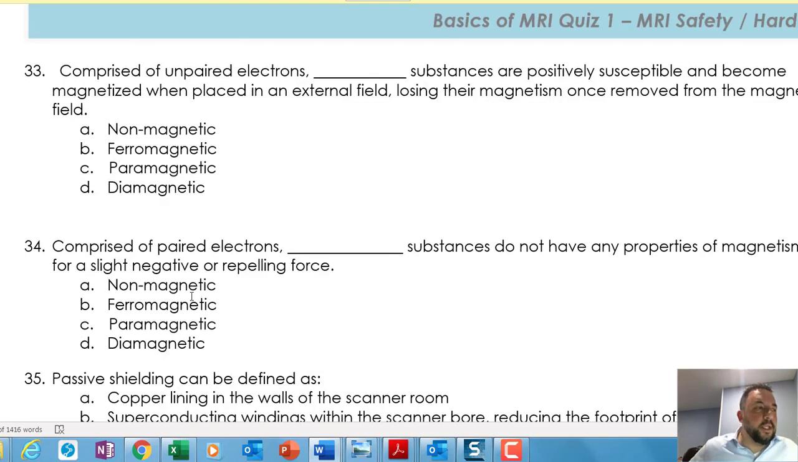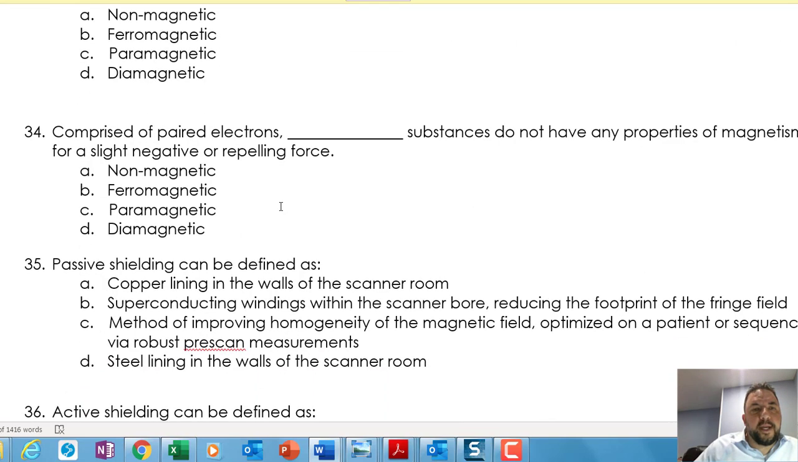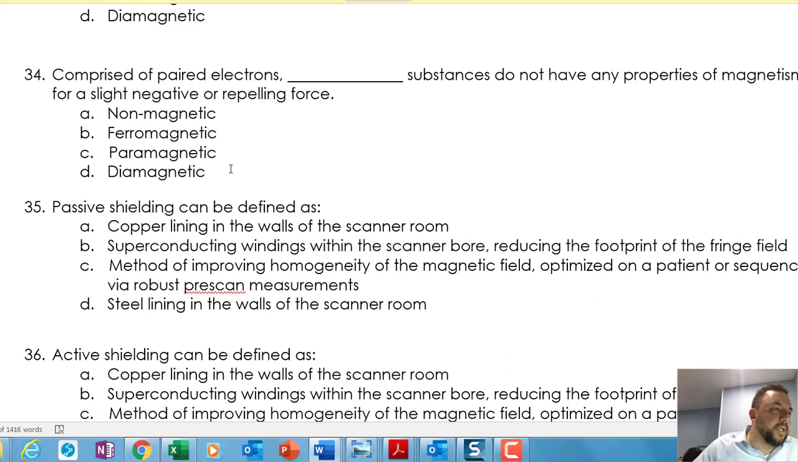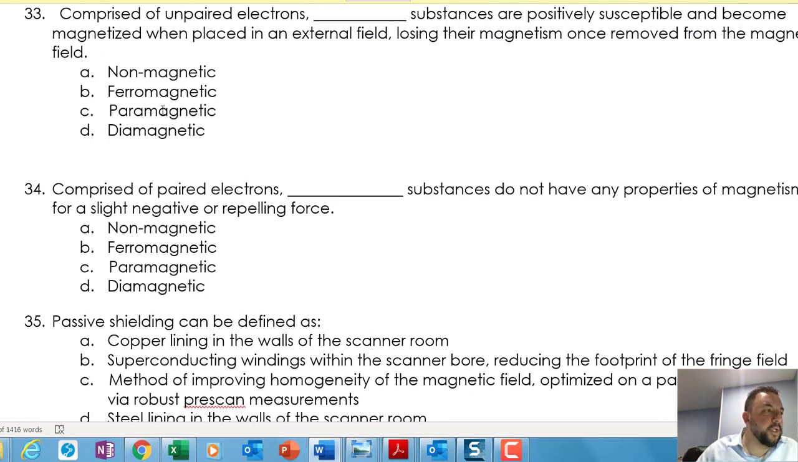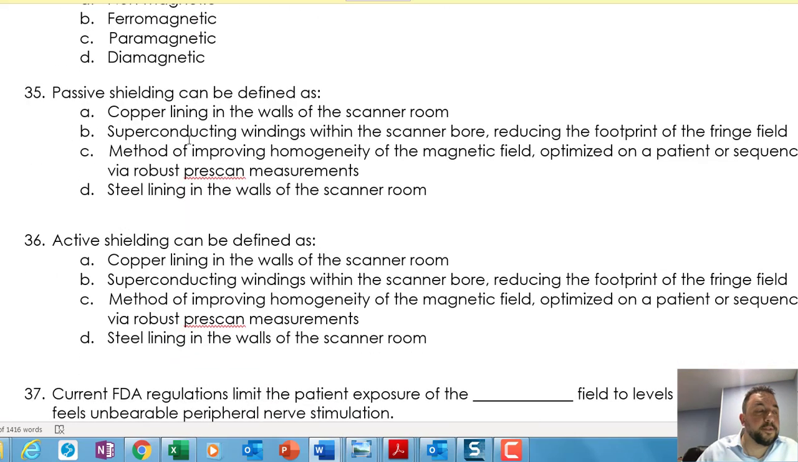Comprised of unpaired electrons, paramagnetic substances are positively susceptible and become magnetized when placed in an external field. They lose their magnetism once they're removed from the magnetic field. Comprised of paired electrons, diamagnetic substances don't have any properties of magnetism, maybe a slight negative or repelling force. By the way, paramagnetic, 33, think of gadolinium. MR contrast is one of the more common examples of paramagnetic substances. We're going to touch on that in a few weeks.